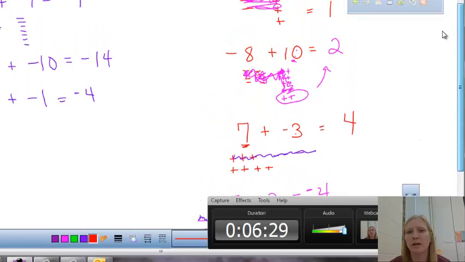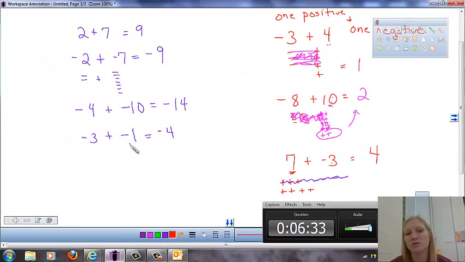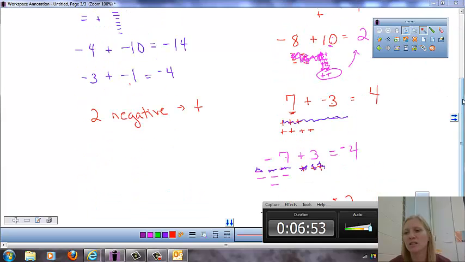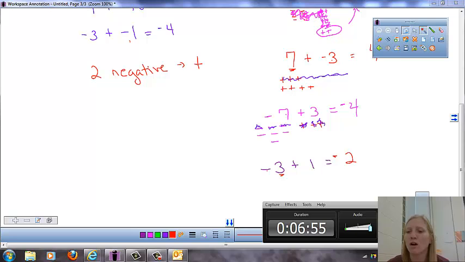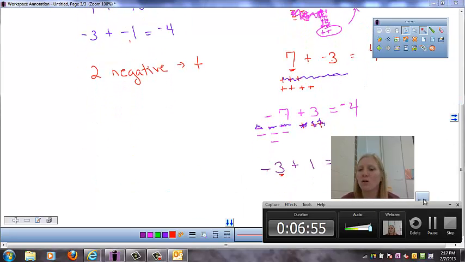I'm going to go back up here for a second. Remember these ones, they were both negatives. 2 negatives, you just add. So if you have 2 negatives, you just add. If I scroll up here again, if you have 1 positive and 1 negative, you subtract, and then after you subtract, you have to decide is your answer positive or negative.